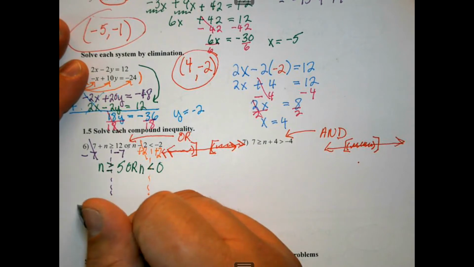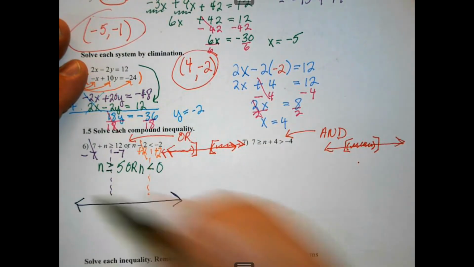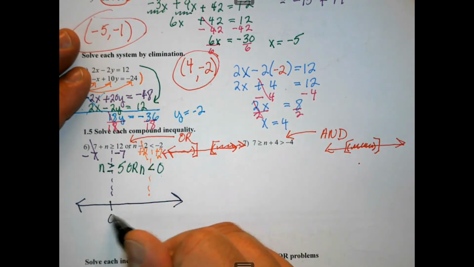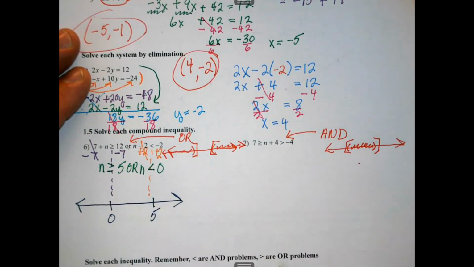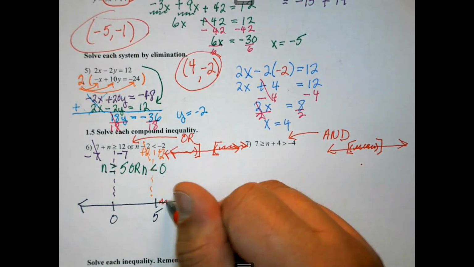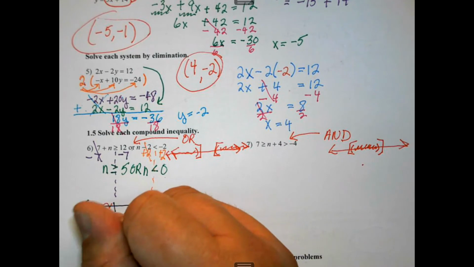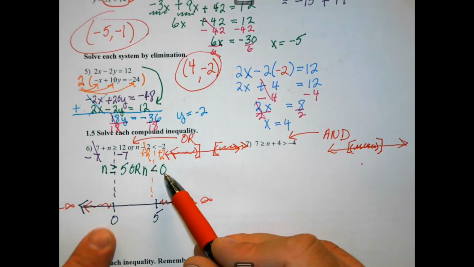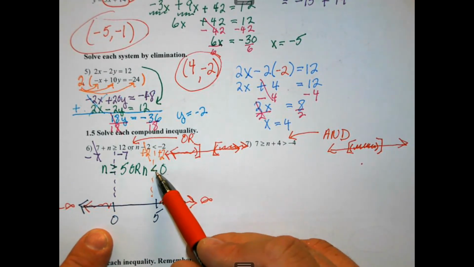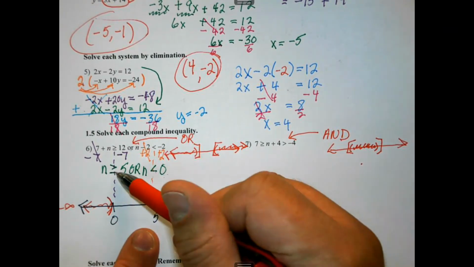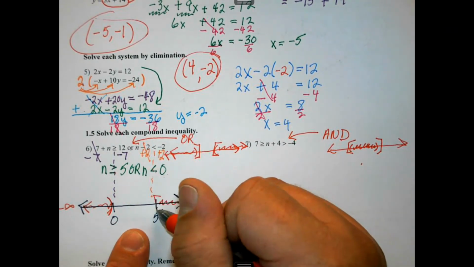Then we have to graph them. So draw a line, put the smaller number first. Let's see, 0 is smaller than 5. It's an OR problem, so I know we're going to shade like boat oars to the outside, to their infinities. Then I've got to go back and look at the inequality sign. If it has an equal sign, I use a bracket. The 0 does not, so it's a parenthesis. This one does have an equal sign, so I have to use a bracket.